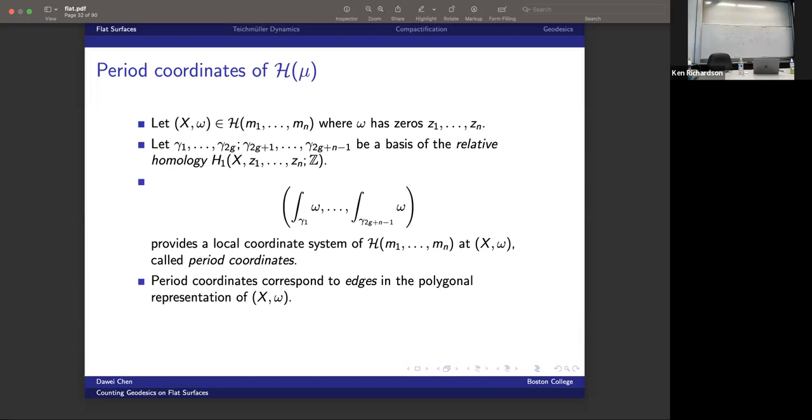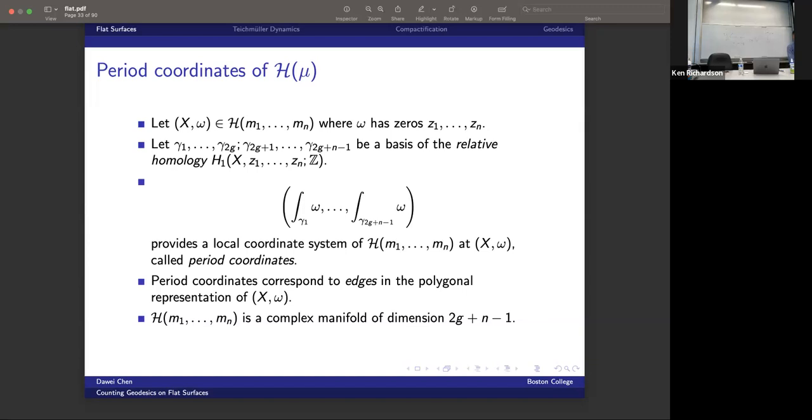Let me show a picture in the next slide. But as a quick consequence, assuming this, we get that this moduli space is a complex manifold of complex dimension 2g plus n minus 1, where this 2g plus n minus 1 is exactly the rank of this relative homology group.